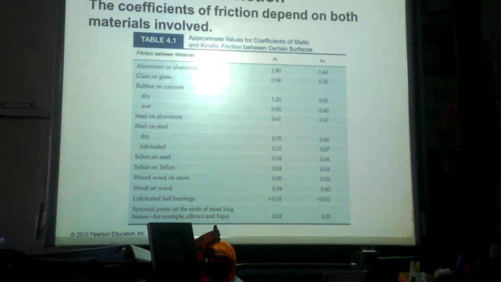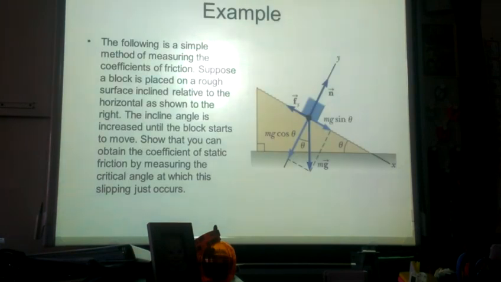Table 4.1 in your book has, actually no, this is not in your book, this is from a different book, but that's okay. So the coefficients of friction depend on the materials that are involved. So I see that this is just friction between different materials. There's aluminum on aluminum, glass on glass, rubber on concrete. This is the static coefficient of friction, and this is the kinetic coefficient of friction. You can see that roughly the static are a lot larger than the kinetic, and that should make sense because it takes a lot more force. So I'm going to see these coefficients as just being larger because of that.